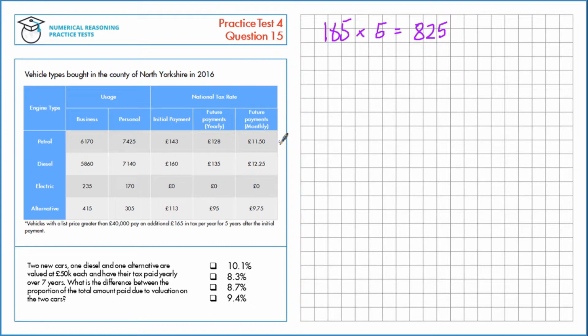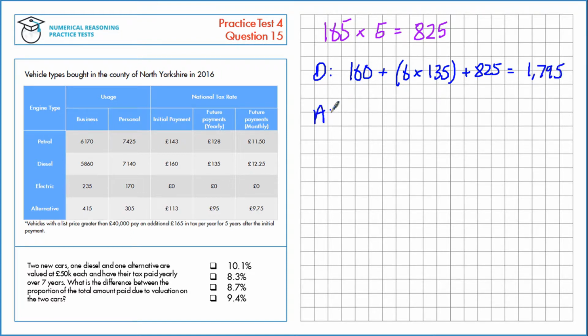Next, let's calculate the total payments over 7 years for both cars. So, first for diesel, we have the initial payment, that's 160, plus 6 years of the yearly payment of 135. And then we have to also add on this taxable amount, 825. That's a total of 1795.